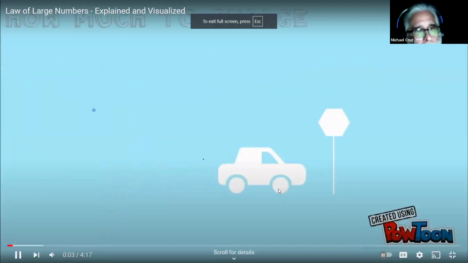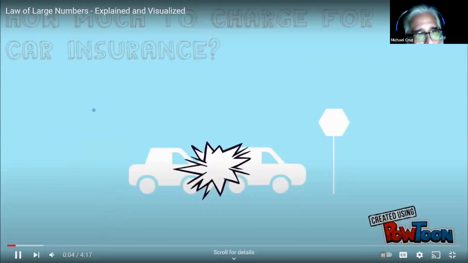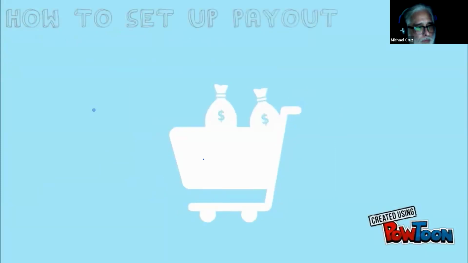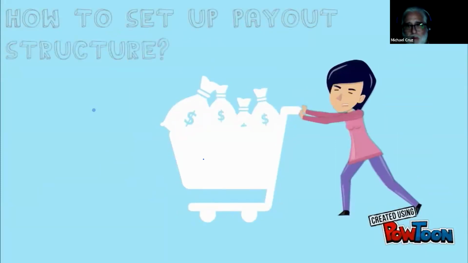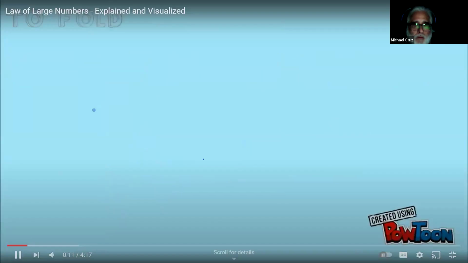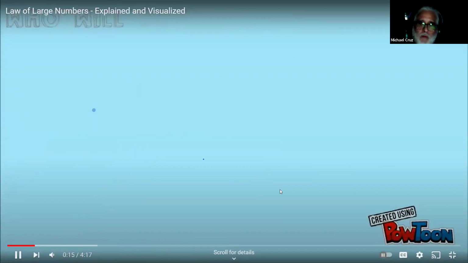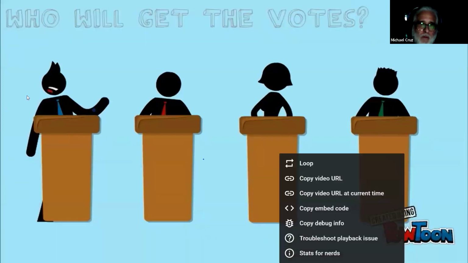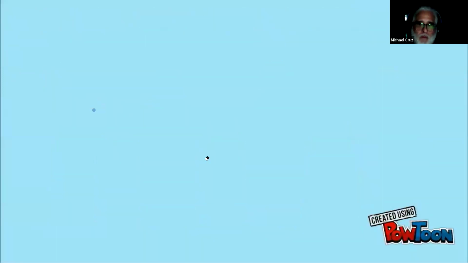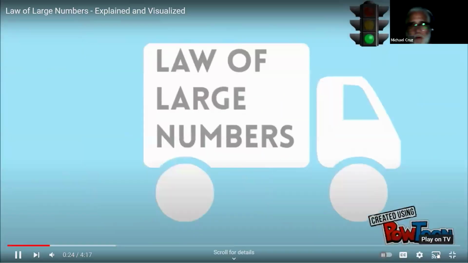How does an insurance company decide how much to charge for car insurance? How do casinos set up payout structures to make sure that they make a profit? How does a poker player decide whether or not to fold? How do we efficiently measure the appeal of a political candidate? The answers to these questions are informed by the law of large numbers.